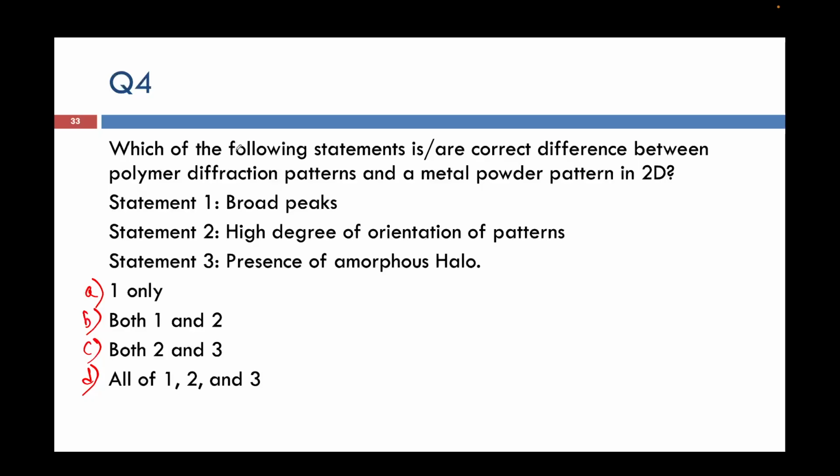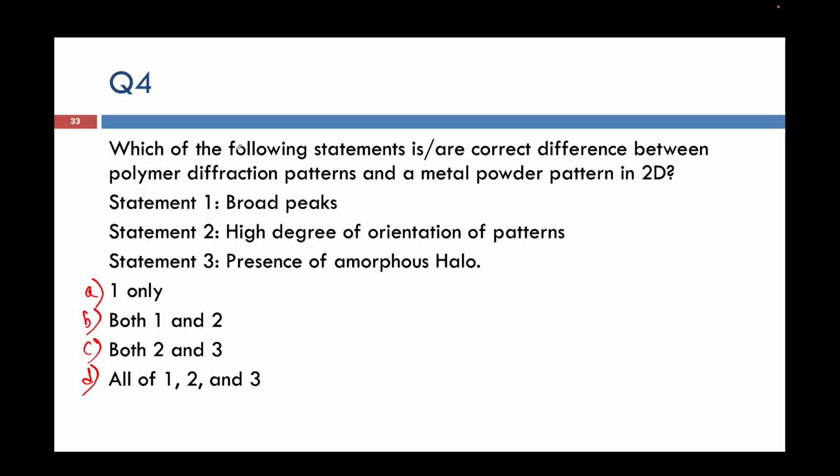So polymer diffraction peak means there will be a mixture of amorphous and crystalline phases. B option. Yes. 1 and 2, sir. Which one? 1 and 2. D. Broad peaks, high degree of orientation. B, sir, or D? D. Okay, mixed answers I got.